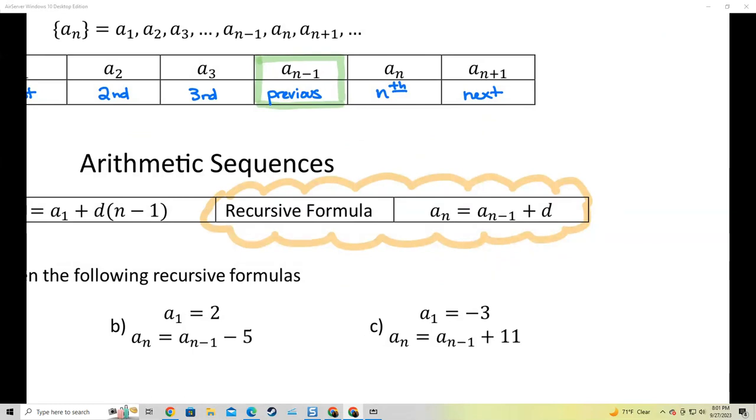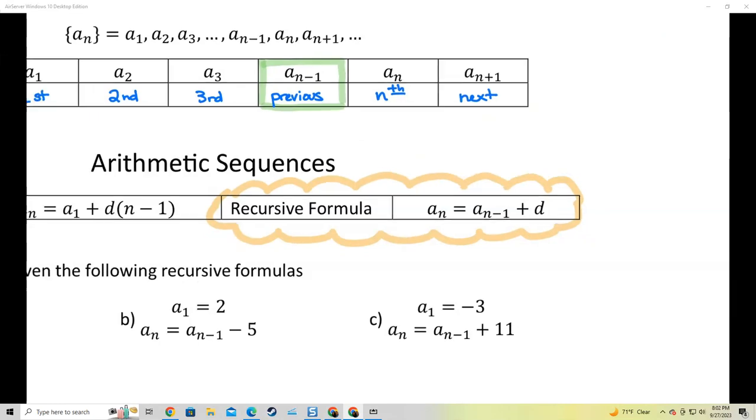This recursive formula says if you want your nth term, then what you need to do is get the a sub n minus 1 term. Remember, a sub n minus 1 really means you need to get your previous term, and then you need to add your common difference, okay? Again, right now it's not going to make sense, but I promise you the more we do these formulas, the more sense it's going to make, okay?